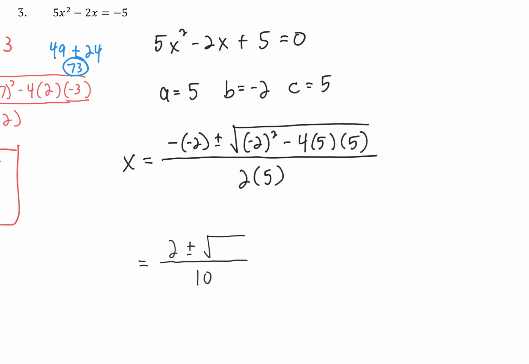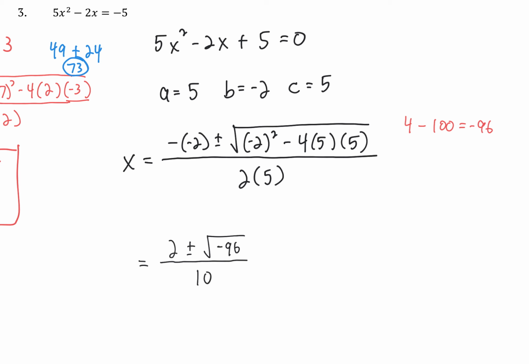Now let's simplify this square root. Do maybe scratch work off to the side. Negative 2 squared is 4 minus, and then 4 times 5 times 5 is 100. And that's negative 96. Right when we see that we have a negative underneath the square root, we know we're going to have i in our answer somewhere.